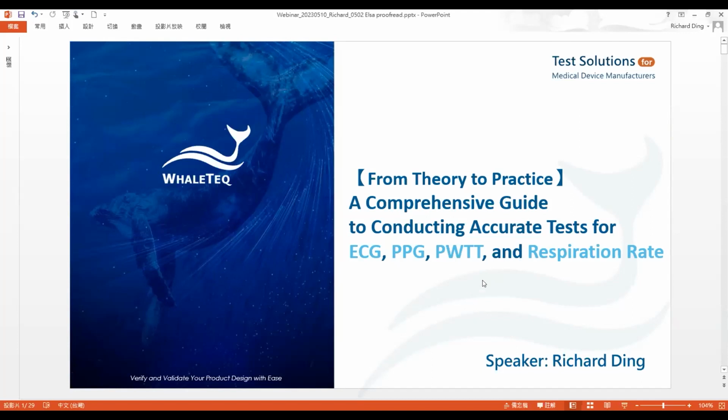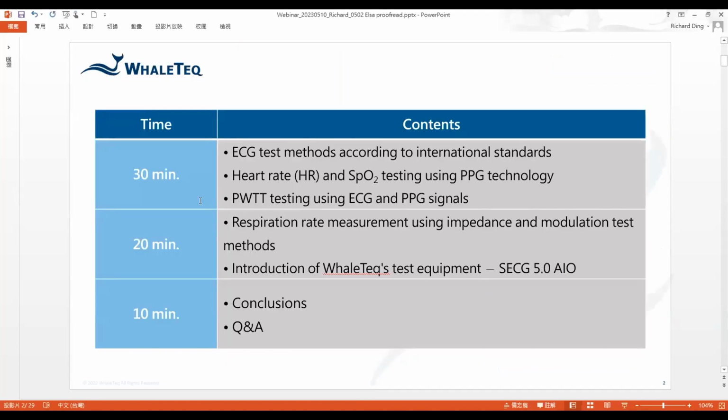The course contains 30 minutes on ECG test methods according to international standards, heart rate and SpO2 testing using PPG technology, and PWTT testing using ECG and PPG signals. Another 20 minutes, I will introduce respiration rate measurement using impedance and modulation test methods, and an introduction of WhaleTeq's test equipment, SECG 5.0 AIO. In the last 10 minutes, I will give a short conclusion and a Q&A session.